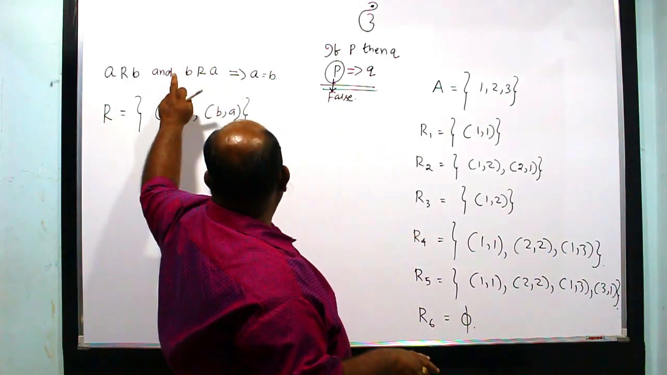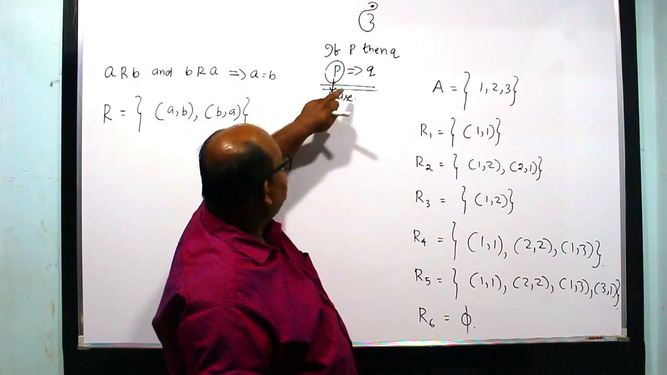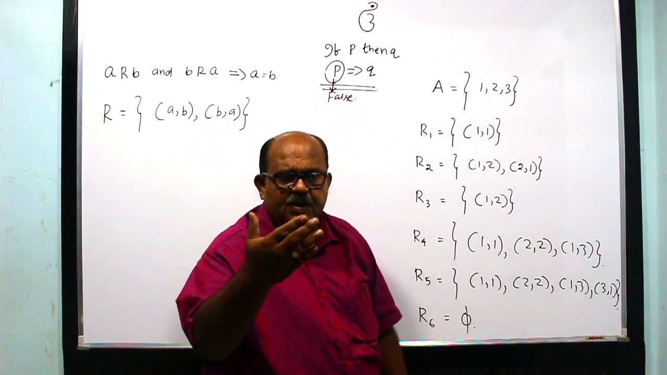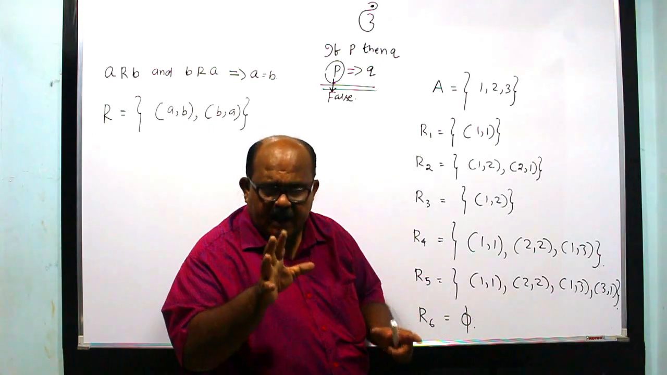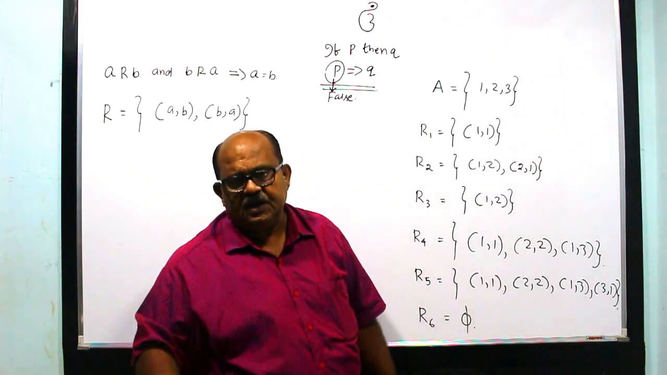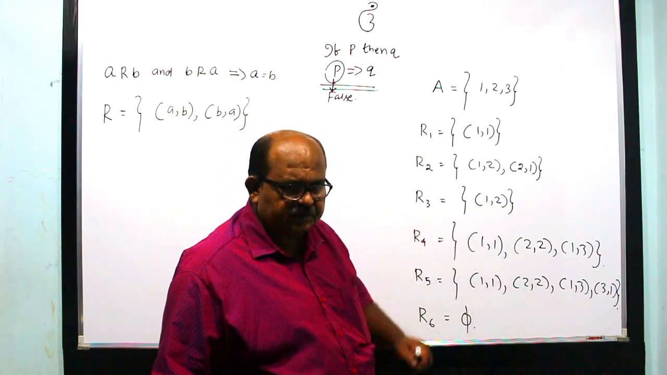This condition is not fulfilled. In a p implies q statement, if p is false, the implication statement is always true. So if a related to b and b related to a, both are absent, then this will be antisymmetric. Okay, so R2 will be antisymmetric.